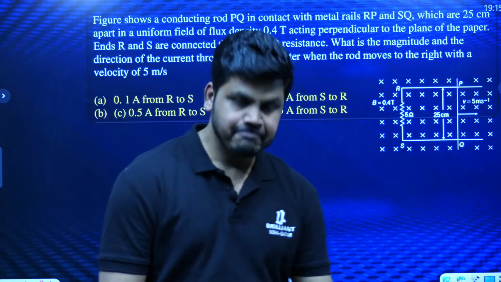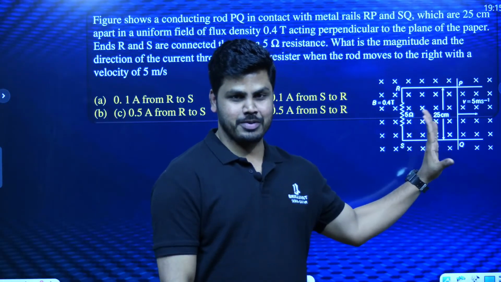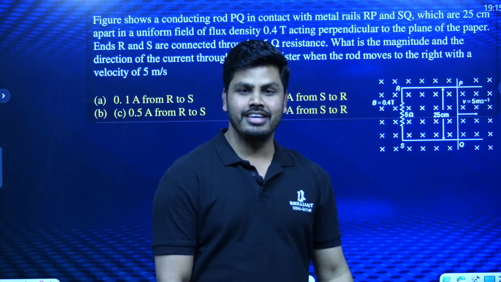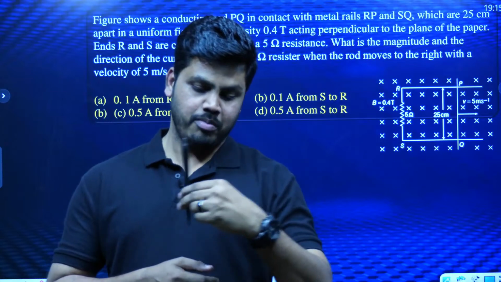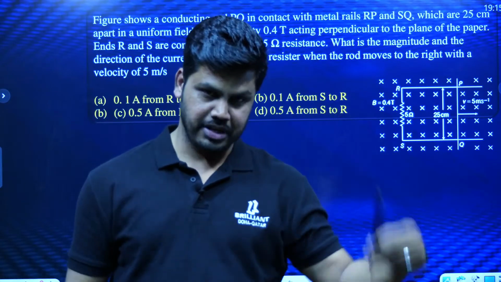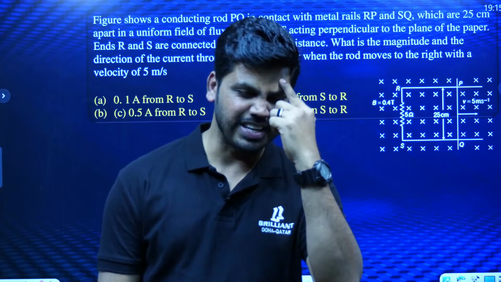Now, look at this question. Whenever we see this diagram, the first concept that should come to your mind is something moving, right? Motional EMF, a movable arm. A movable arm is moving in a magnetic field perpendicular to the screen. So what should you remember? What is the EMF induced in it?